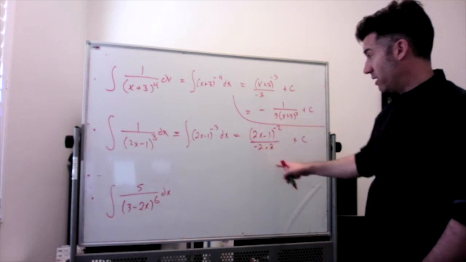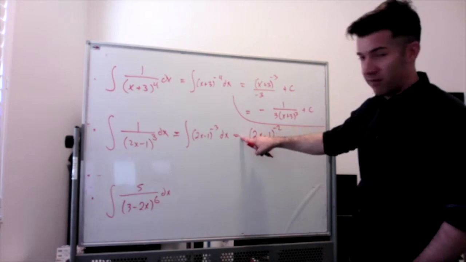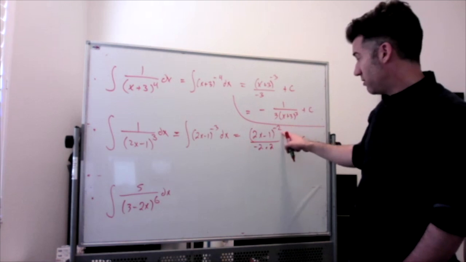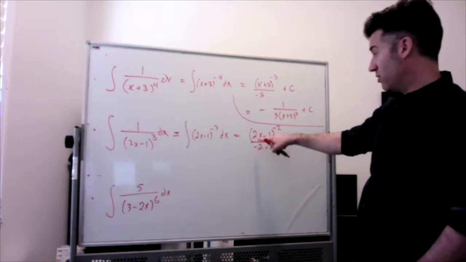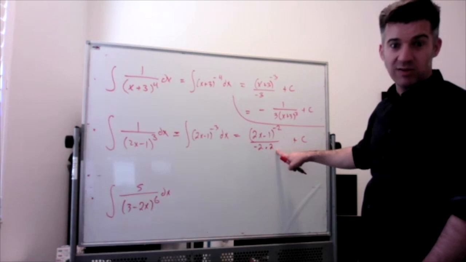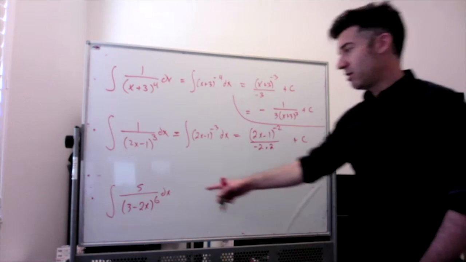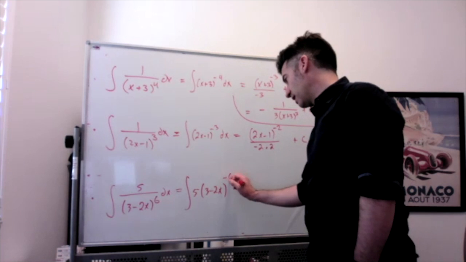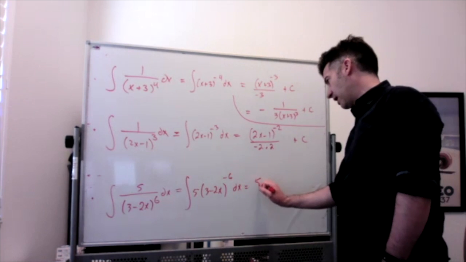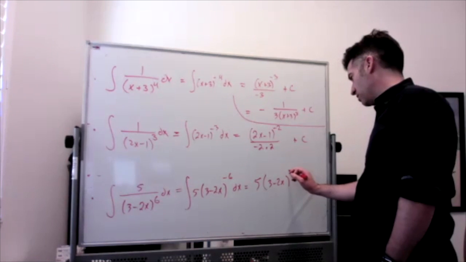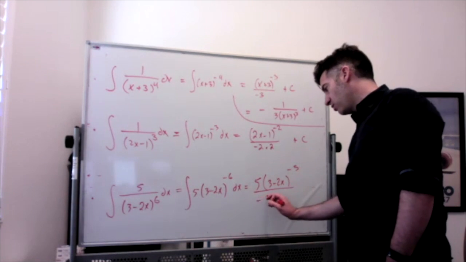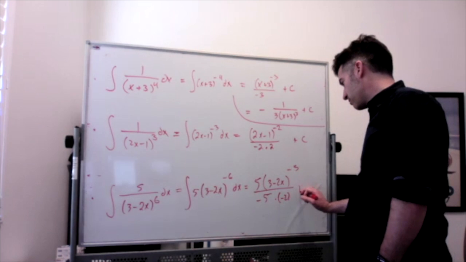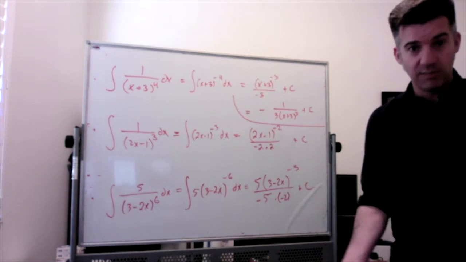Because if you took the derivative of this power, you get negative 2 times your stuff to the negative 3rd power, but then you have to multiply by the derivative of your stuff. The negative 2 that came down cancels that negative 2, and the derivative of 2x minus 1 is 2, which cancels that 2 there. Same idea here. This is going to be the integral of 5 times (3 minus 2x) to the negative 6 dx. You're going to get 5 times (3 minus 2x) to the negative 5th divided by not only negative 5, but also this negative 2 that's a coefficient of x. And then you can simplify that.